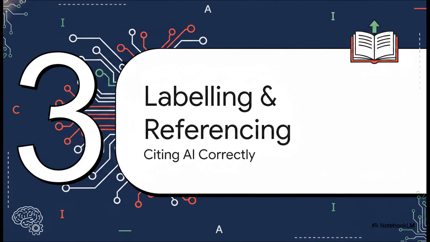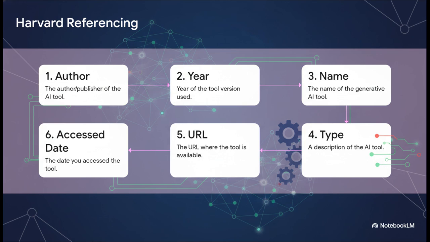Well, that brings us to the first set of very clear rules: how to properly label and reference anything you've used an AI to generate. For Harvard referencing, it turns out there are 6 key things you need to include. You need the author or the publisher of the tool, the year of the version you used, the name of the AI itself, and a little description, like large language model. And then to finish it off, you need the URL and the exact date you accessed it.